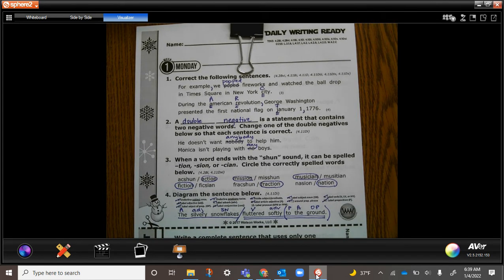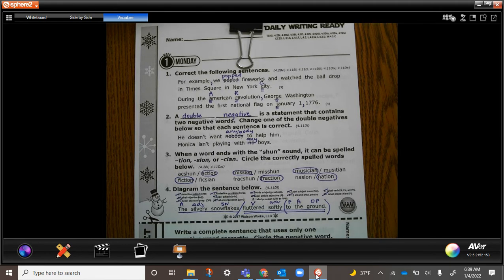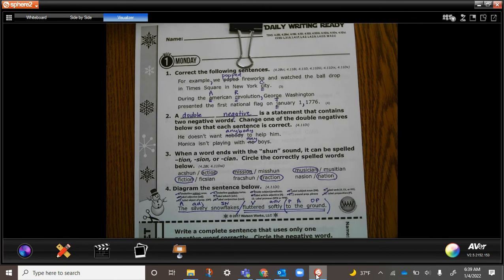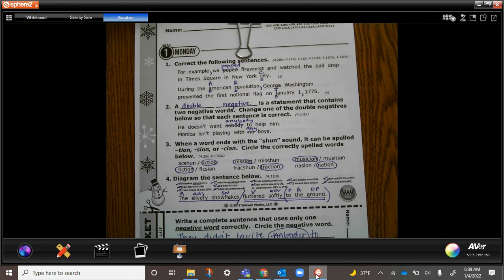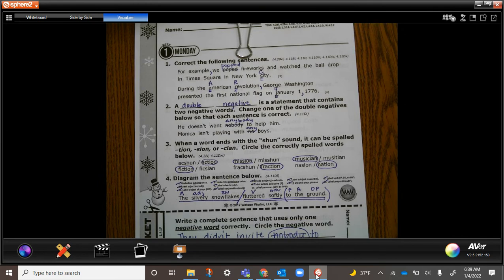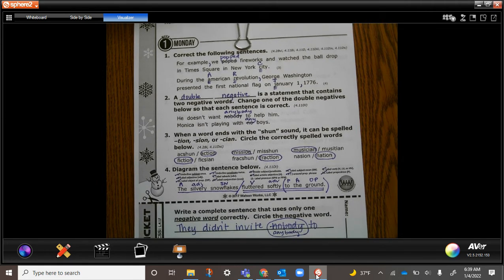Then a double negative is a statement that contains two negative words. Change one of the double negatives below so that each sentence is correct. So he doesn't want anybody to help him, and Monica isn't playing with any boys. All right, when the word ends with the shun sound, it can be spelled Tion, Sion, or Cian. So we circled the correctly spelled words below.